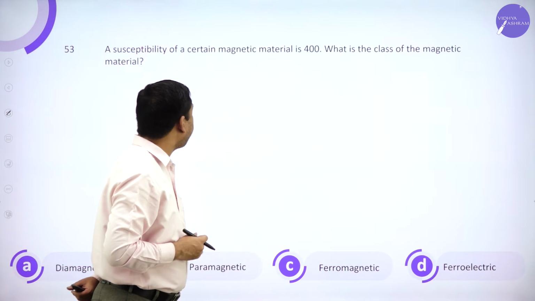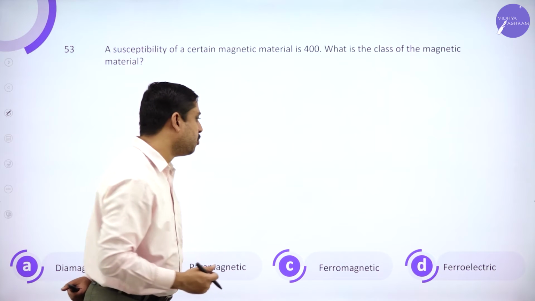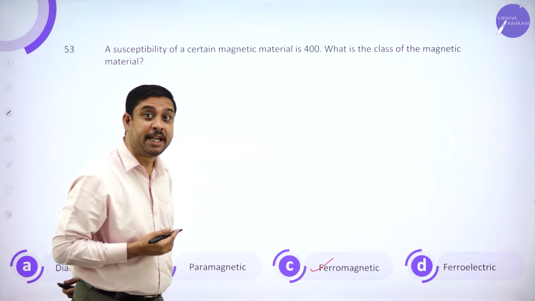Susceptibility of a magnetic material is 400. Naturally, it has to be a ferromagnetic material. Susceptibility is 400.